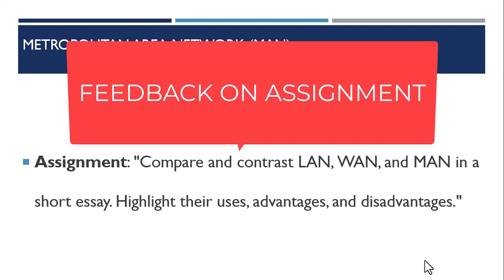However, there are some areas of improvement. Next time, you should provide more specific examples of MAN implementations and their unique advantages. You should also consider the evolving nature of these networks, such as how advancements in technology are blurring the lines between these categories.